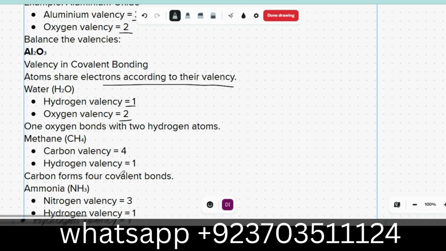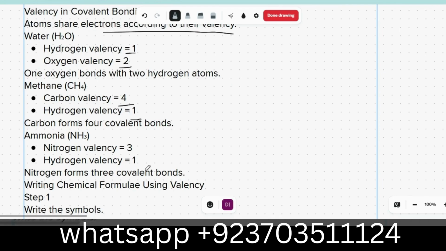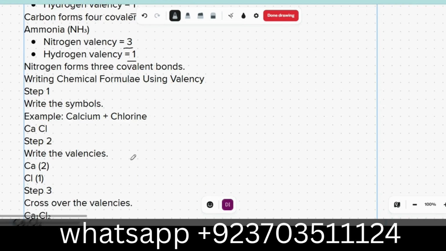Methane is CH4, so carbon has a valency of 4, whereas hydrogen has 1. So they will share their electrons. Carbon forms four covalent bonds. Ammonia: nitrogen has a valency of three, and hydrogen has one. So nitrogen will bond with three hydrogen atoms to balance it.